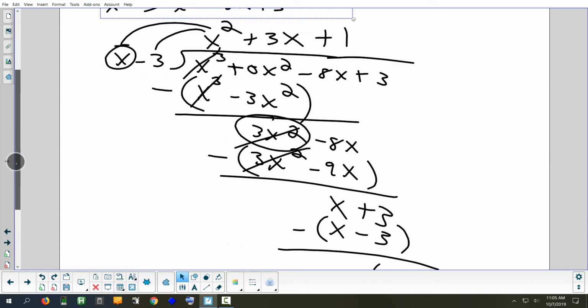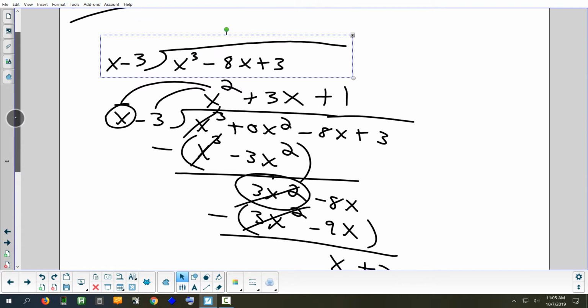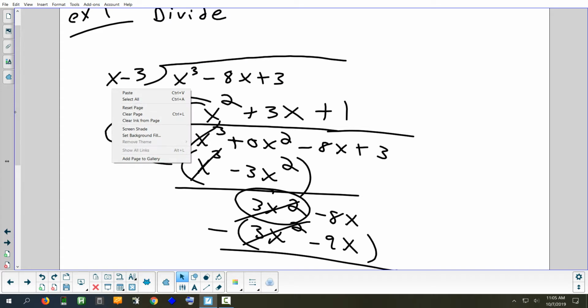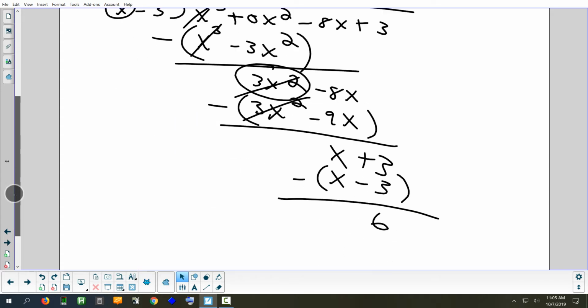What does the remainder mean for the problem? So this remainder means that this does not divide into that evenly. So what does that really mean? This is not a factor. If you were trying to factor x cubed minus 8x plus 3, x minus 3 would not be one of the factors you should be using. It didn't work. All right?